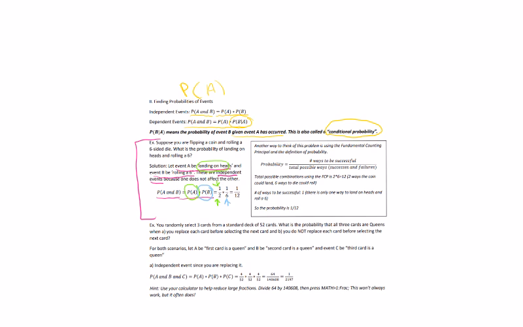There are 6 different ways to roll a die, 1 through 6, 1, 2, 3, 4, 5, 6, but only one way to roll a 6. So 1 out of 6. We multiply those two together and we get our answer of 1/12. Multiply the numerators, multiply the denominators across.